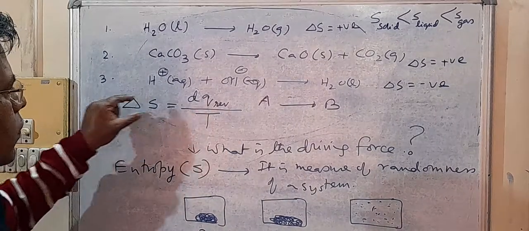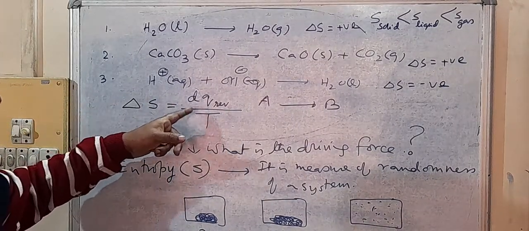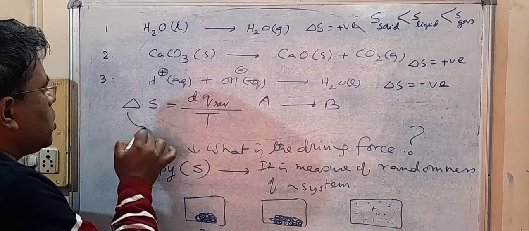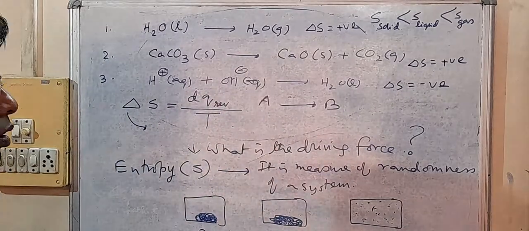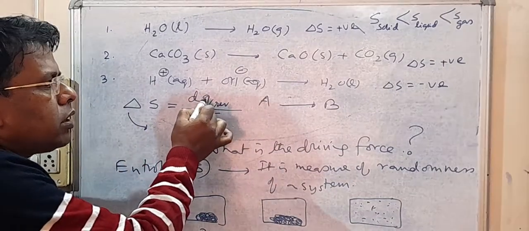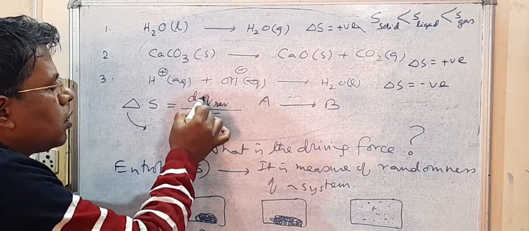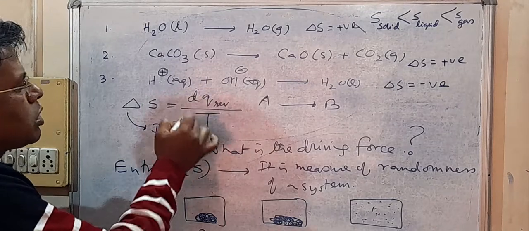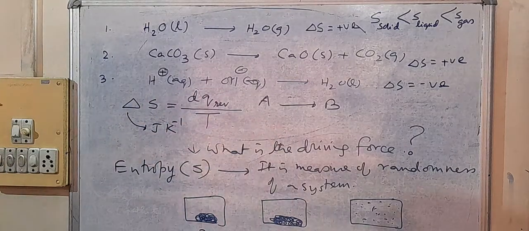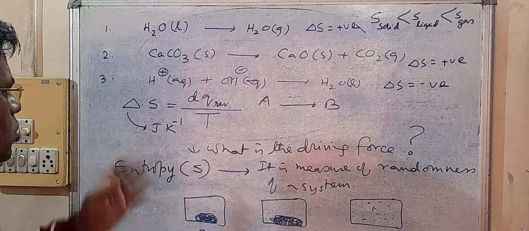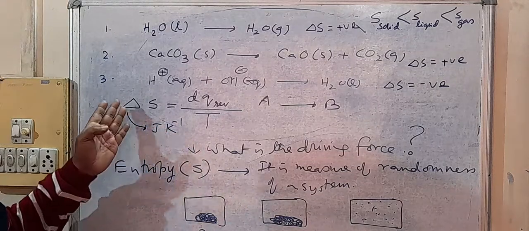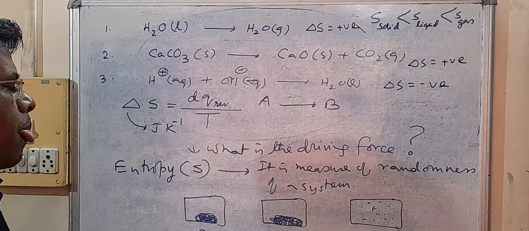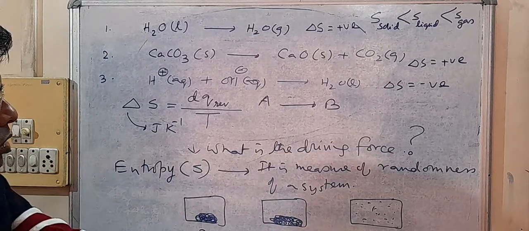So this is the definition of entropy change, and you can understand from this term the unit of entropy change in SI unit. Since it is energy, it will be joules per Kelvin. Joules per Kelvin will be the unit of entropy change. So if joules per Kelvin is the unit of entropy change, the unit of entropy also will be joules per Kelvin.